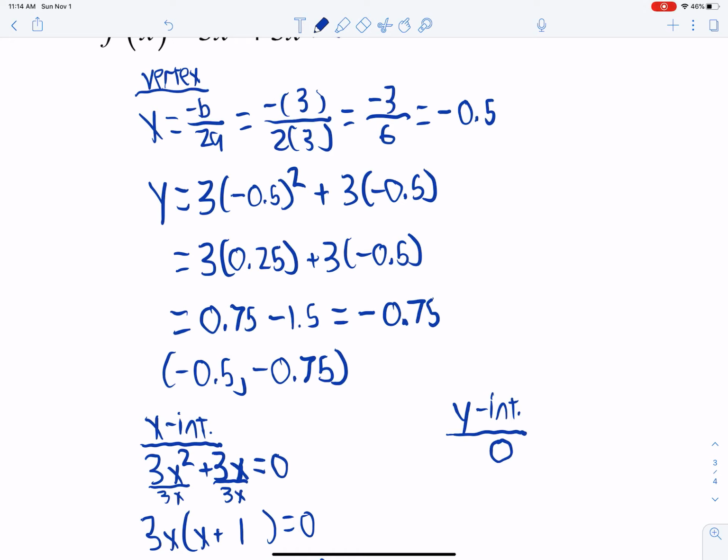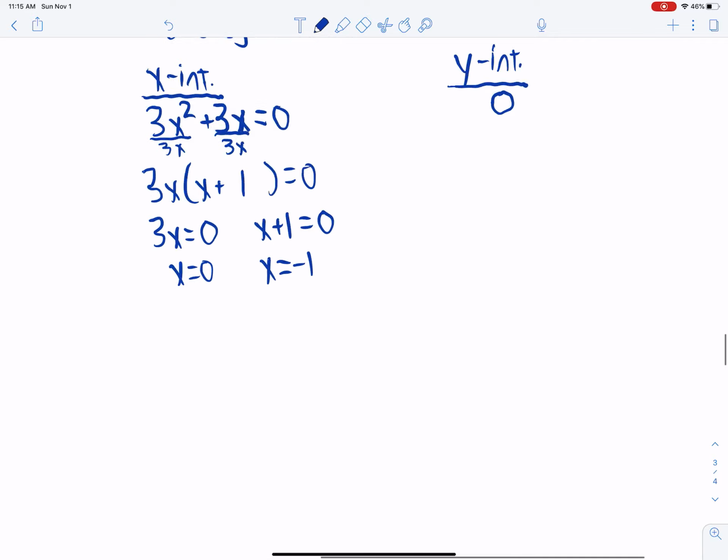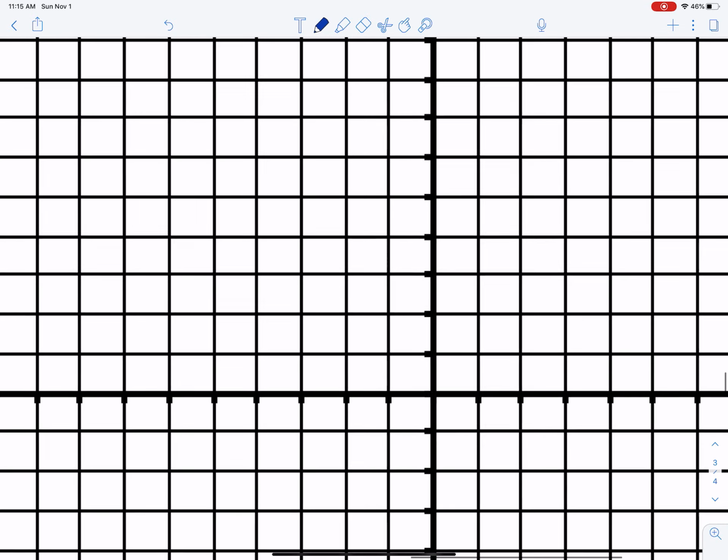So let's put these things on our graph. So first, the vertex. This is going to be half a spot to the left and then 3/4 of a spot down. So looking at that on our graph, half a spot to the left, and then it's more than halfway down. It would be 3/4 of the way down. So somewhere around right there, a little closer to negative 1 than to 0.